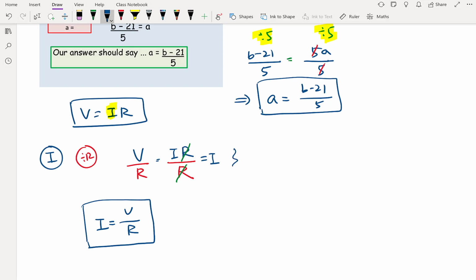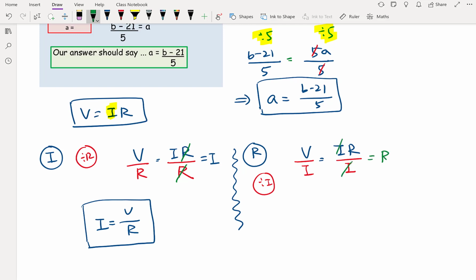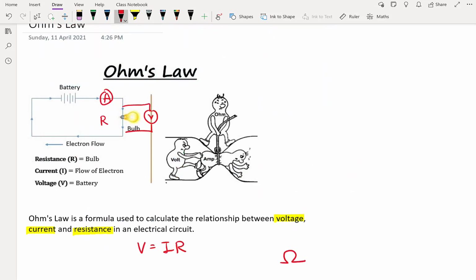And the other one, if I want R to become the subject, what can I do? Again, I copy the equation, V equals IR, and I want to get rid of I, so I divide by I here. Then I cancelled, so here becomes R, and I can rewrite it as R equals V over I. Now we have three formulas. We have V equals IR, we have I equals V over R, and we have R equals V over I.